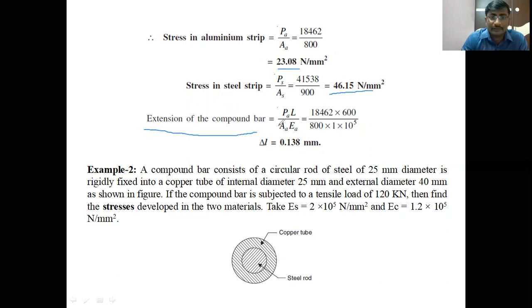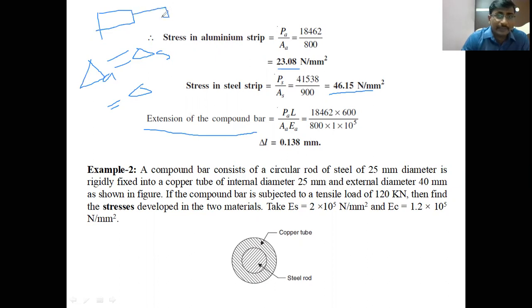Then the third parameter, we have to calculate the extension of the compound bar. From the compatibility equation, delta A is equal to delta S, isn't it? Extension of each material is the same. So the extension of each material is the same, then the total extension is delta. But if we connect these two materials in series like this, the steel material here and the aluminum material like this, what is the total elongation? We can take it as the elongation of aluminum plus the elongation of steel.